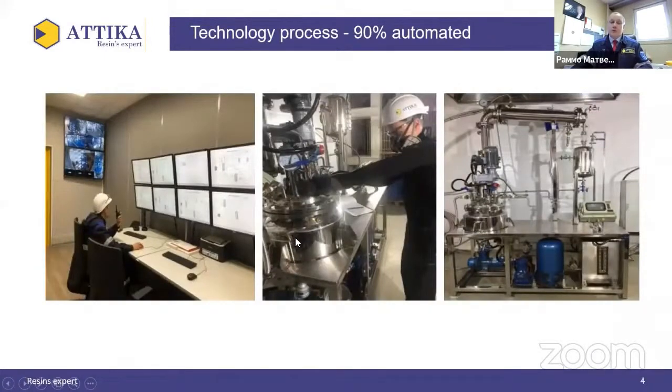Here is how our process looks. We are really proud that we managed to make our process 90% automated. You see our operator, the master of shifts. He can put all the commands from the operation center with the computers, and all valves and all the equipment work from our operation center. It allows us to prevent any kind of human factor, not to make waste, and not to make bad products and bad quality.